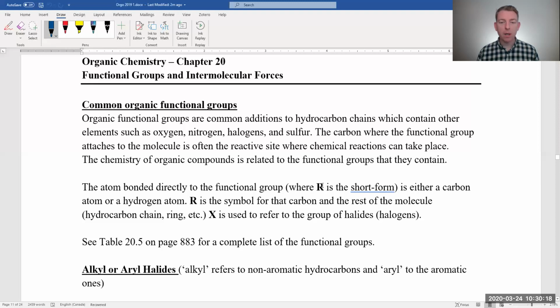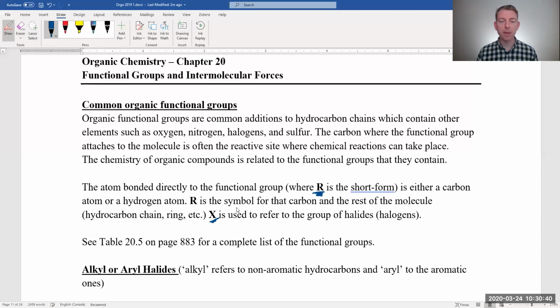So usually when we show them, just in general terms, we might include the backbone just as an R. So if you ever see me write an R with a subscript 1 or 2, what it really means is just the rest of the carbon chain or the rest of the molecule.